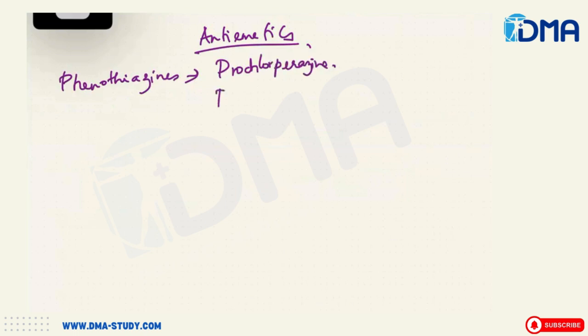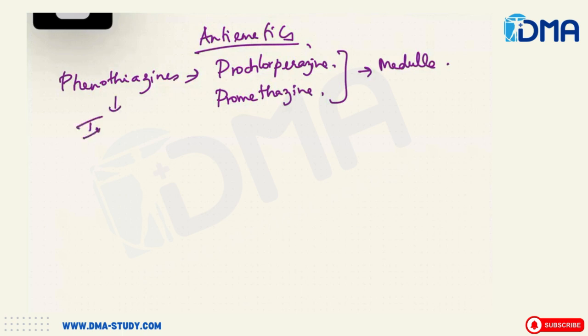So antiemetics that you know of, earlier used antiemetics were phenothiazines. Example, prochlorperazine, promethazine. Prochlorperazine and promethazine basically block the vomiting center at the level of medulla. And it is also used in the treatment of intractable hiccups.